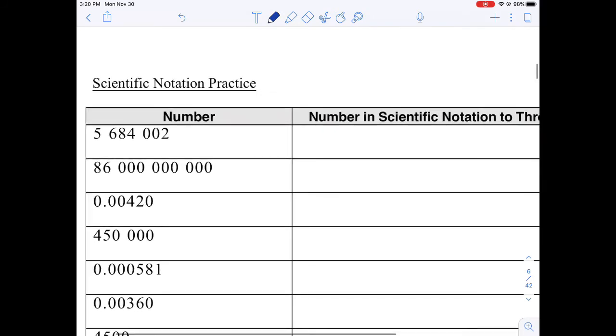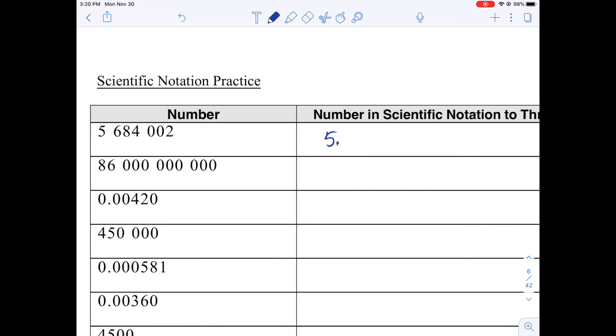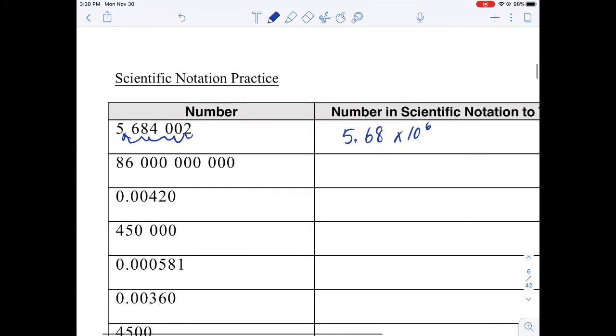So we're going to 3 sig digs here, so it's going to be 5.68, and then I'm moving over 1, 2, 3, 4, 5, 6. So 10 to the 6, and here I'm going to have 8.60 times 10 to the, here 3, 6, 9, and one more, so 10. And then here I've got 4.20 times 10 to the negative, because it's a smaller number, 1, 2, 3 to get here, times 10 to the negative 3.